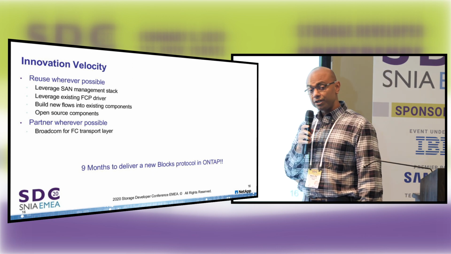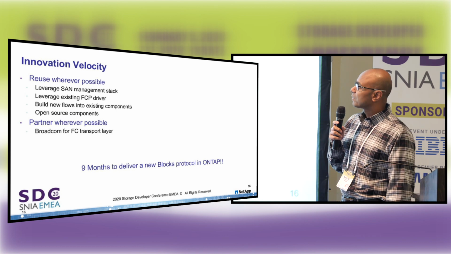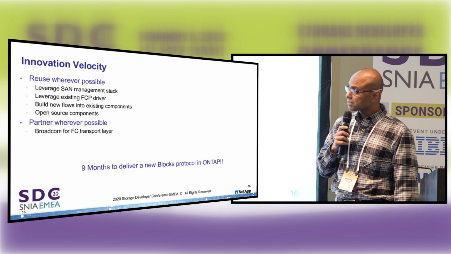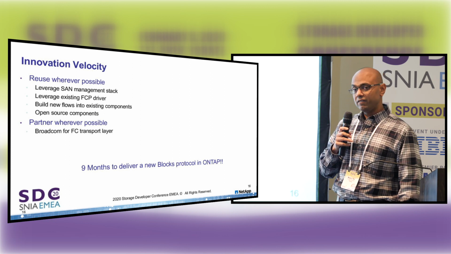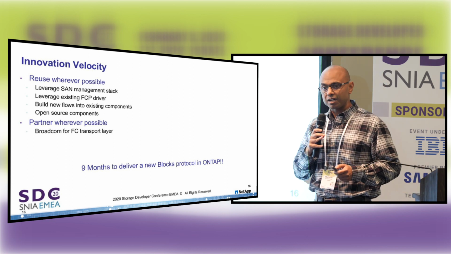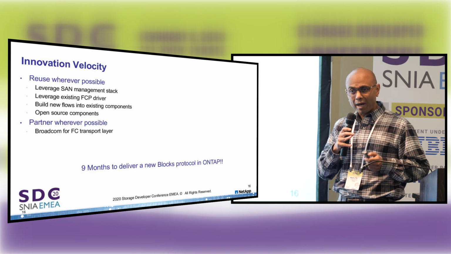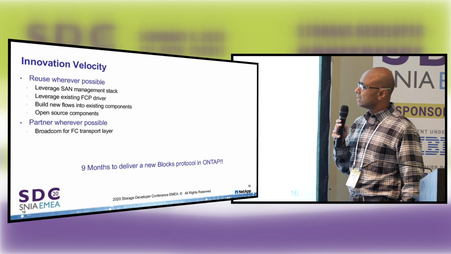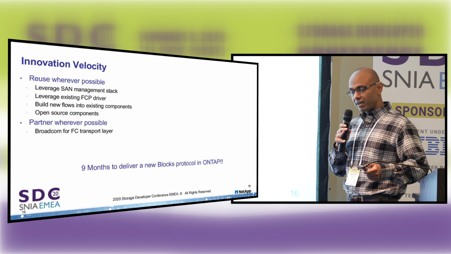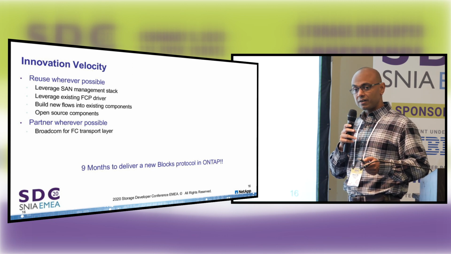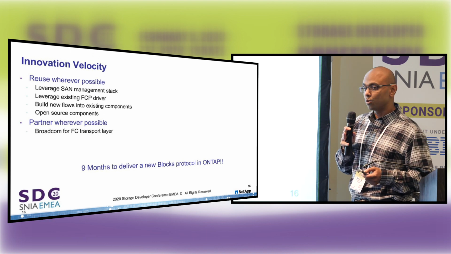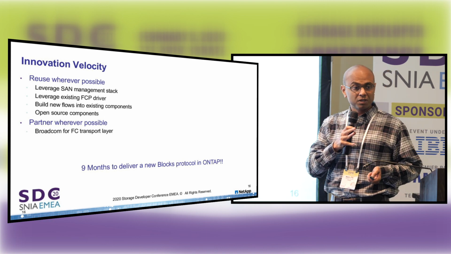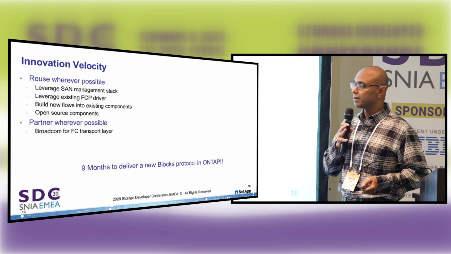The first thing was to reuse whenever possible. So we leveraged the existing SAN management stack within ONTAP, within NetApp. We leveraged the existing FCP driver in terms of the configuration and the management of the target ports. Then we built flows in wherever we could. But we knew that our data plane, the architecture to actually pass I/O, needed to improve. So we built a ground-up data plane architecture here.